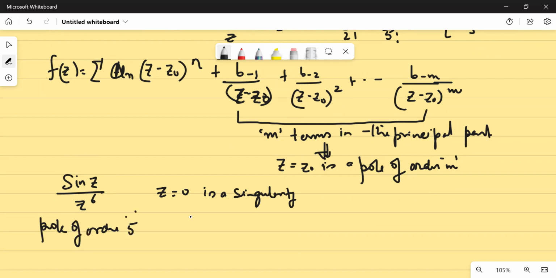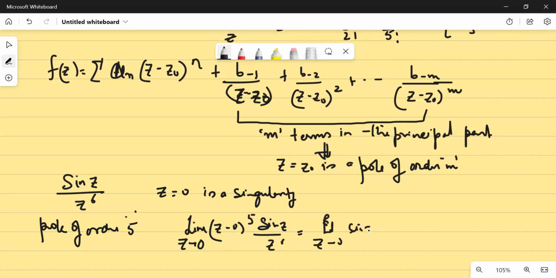Why would I say so? Because the limit as z tends to 0 of (z minus 0) raised to power 5 into sin z divided by z raised to power 6 gives me the limit as z tends to 0 of sin z upon z, which equals 1. So what is the limit? The limit is clearly a non-zero finite scalar number. Are you getting that point? And this was the order of your pole.